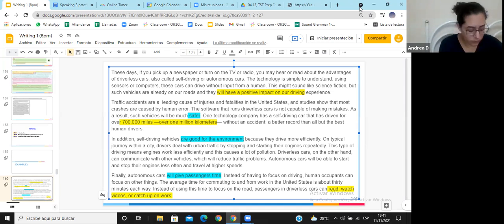Now, answer the question. Summarize the points made in the lecture, being sure to explain how they cast doubt on the specific points made in the reading passage. You have 20 minutes to write.